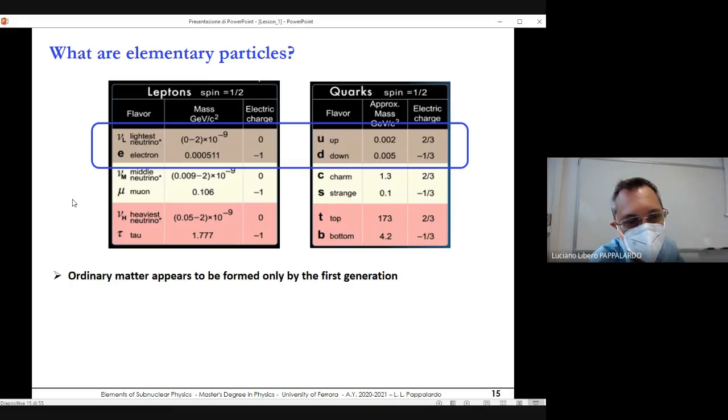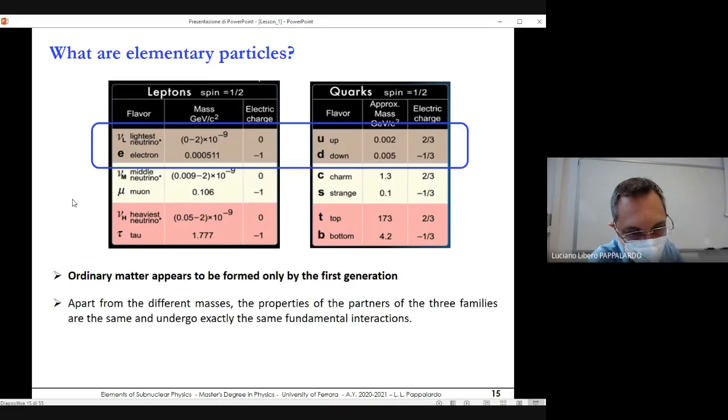Now, the interesting thing is that ordinary matter, so the universe that we live in essentially, and that we can observe, appears to be formed only by the first family, by the first generation. Our universe is made by atoms. Atoms are made by electrons and protons and neutrons, and protons and neutrons are made by up and down quarks. So all we need to construct our universe today is electrons, up quark, down quark, and then neutrinos and photons, essentially. The other families are just replicas of the first family, and they only differ essentially in the mass. They are just heavier replicas of the first family.